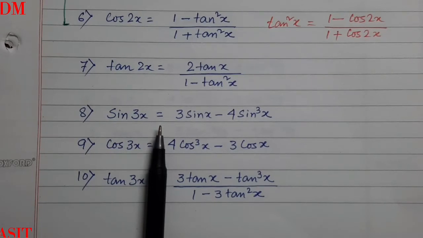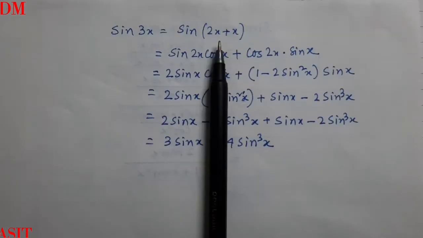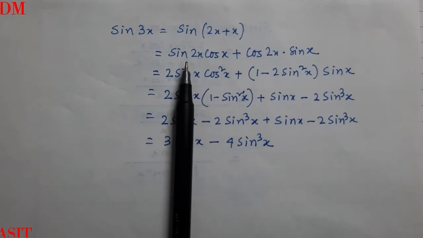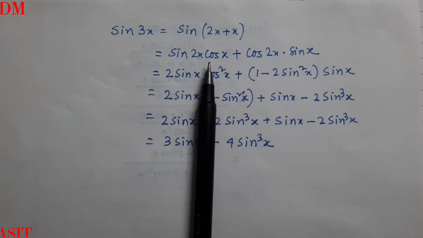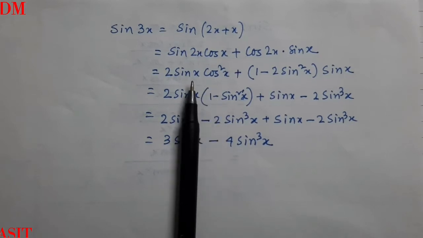Now the formula of sin 3x equals 3 sin x minus 4 sin cube x. As we can see, sin 3x can be written as sin of 2x plus x, and hence we can use the formula of sin of x plus y. Hence we get sin 2x into cos x plus cos 2x into sin x. Now the formula of sin 2x is 2 sin x into cos x. So this cos x will multiply with that cos x and give cos square x. So we get the first term as 2 sin x into cos square x.